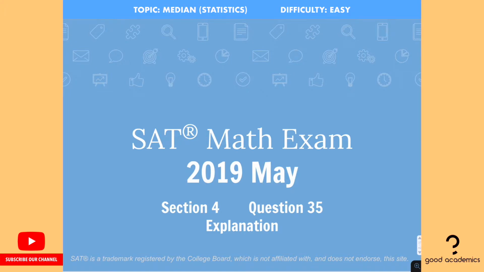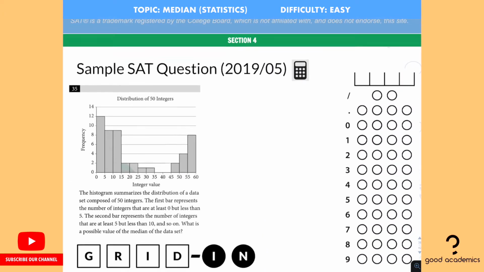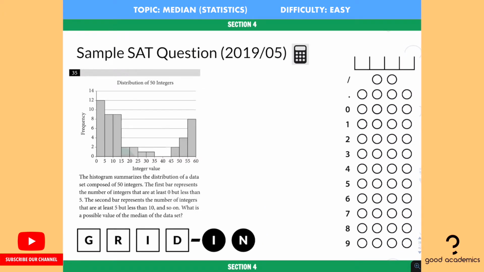In this video, we will go through the 2019 May SAT exam, section 4, question 35. This question has a little histogram, and there's a little description down below, so you may want to pause the video and quickly read the question. The histogram above summarizes the distribution of a data set composed of 50 integers. The first bar represents the number of integers that are at least 0 but less than 5. The second bar represents the number of integers that are at least 5 but less than 10, and so on. What is a possible value of the median of the data set?